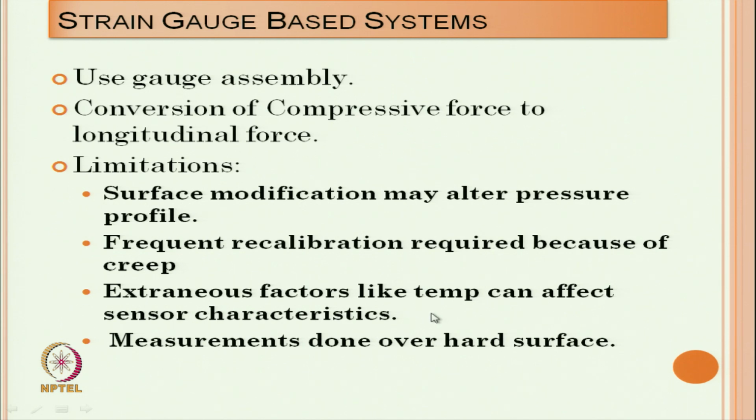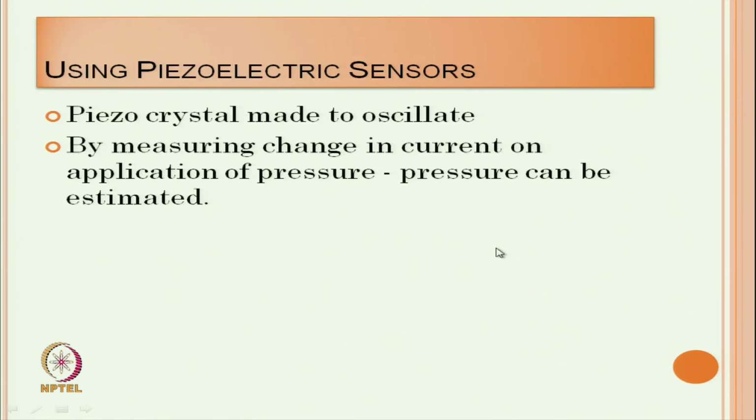The limitations of the strain gauge type system are that surface modification may alter the pressure profile and frequent calibration is required. Extraneous forces like temperature can affect the sensor characteristics, because if temperature or humidity changes, the sensitivity of the sensor changes, and the measurement is done on a hard surface. This is the problem with the strain gauge principle as well as the piezoelectric sensor.